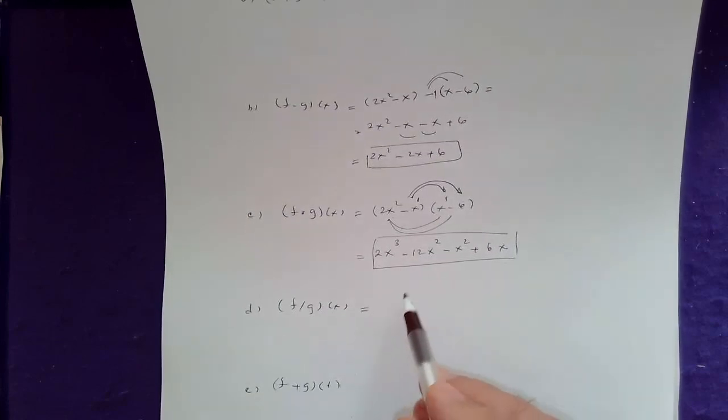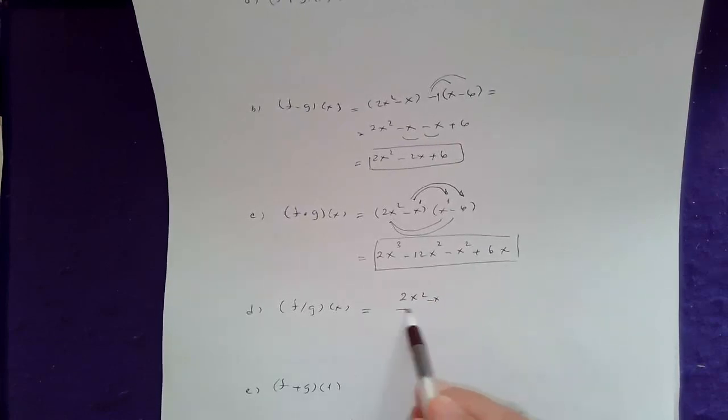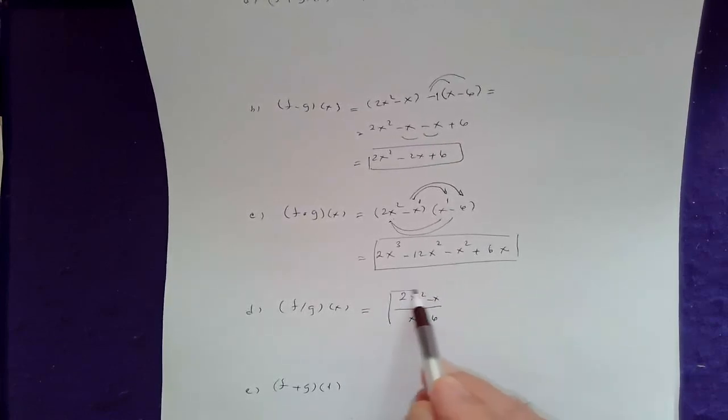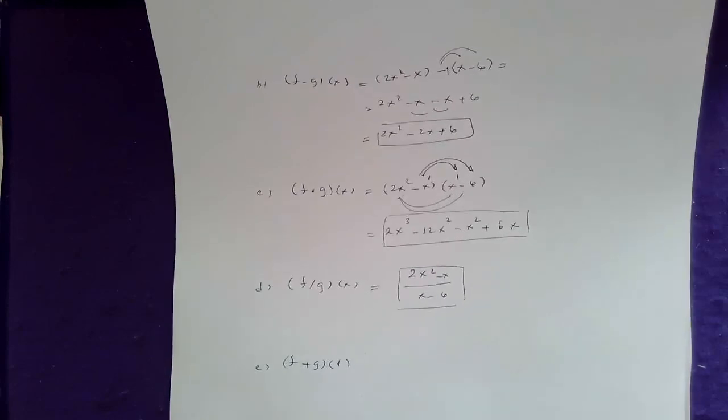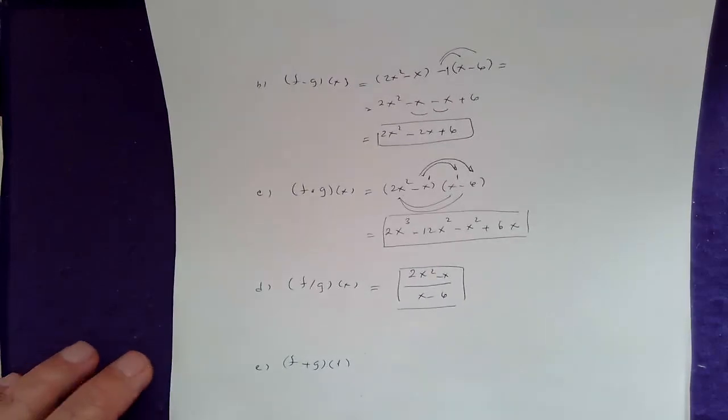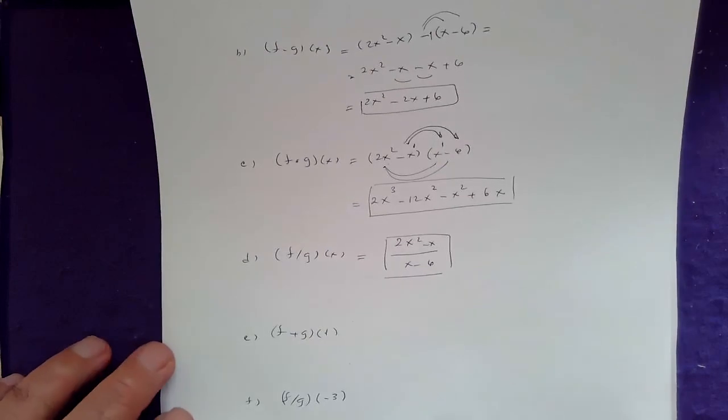Okay. This guy is the easiest. F divided by g of x. Put f of x on top, right? G of x at the bottom and box your answer. You don't have to do the division at this point. We're going to do dividing polynomials in chapter 5.